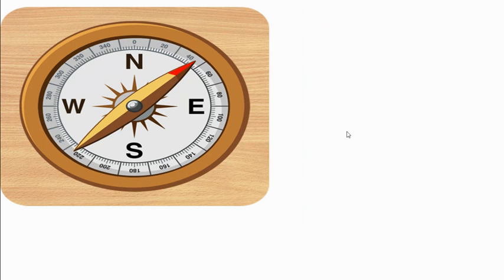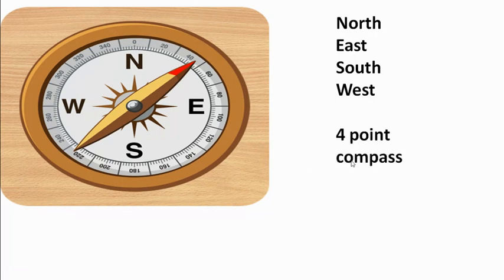Right, a reminder about the compass. I'm sure that you can do the points of the compass: north, east, south, west. Never Eat Soggy Waffles, a good way to remember it. Now this gives us what we call a 4-point compass. Now let's make this a little bit more sophisticated this week. We're going to start talking about the 8-point compass.